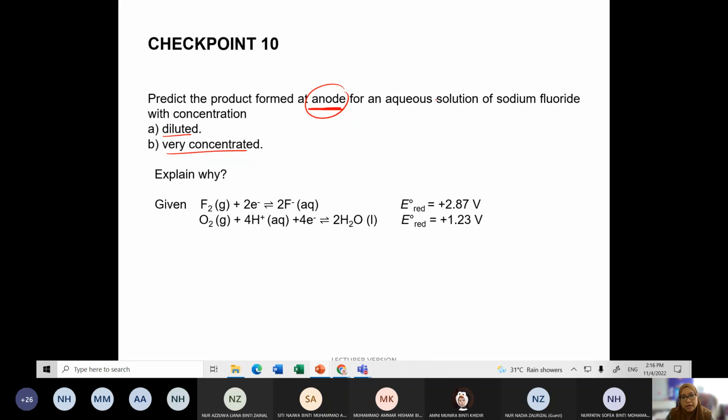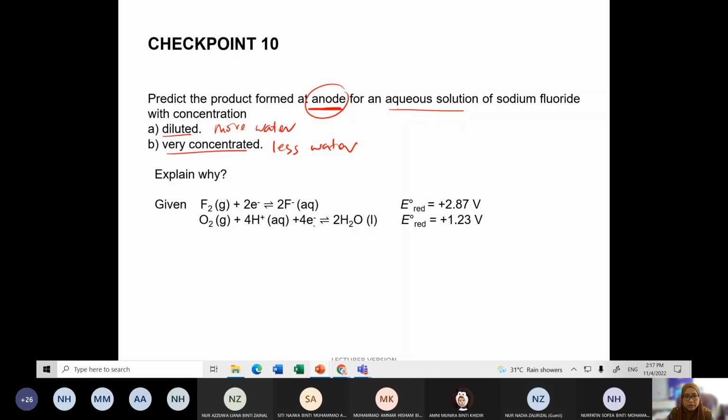And please take note that this is an aqueous solution, so we have to categorize into diluted and very concentrated. Diluted means we have more water. Very concentrated means less water, more salt, more sodium fluoride. So you have to explain why here. It is the same method of approach to solve this problem.